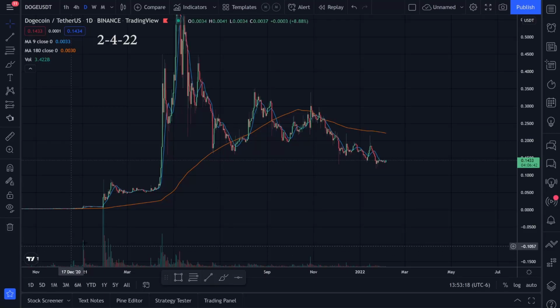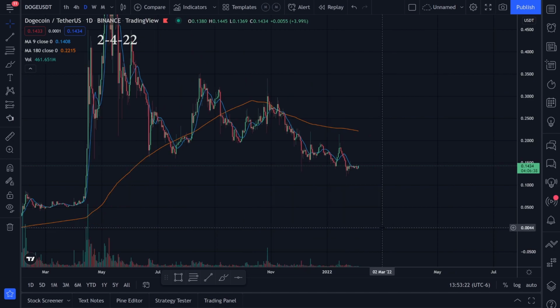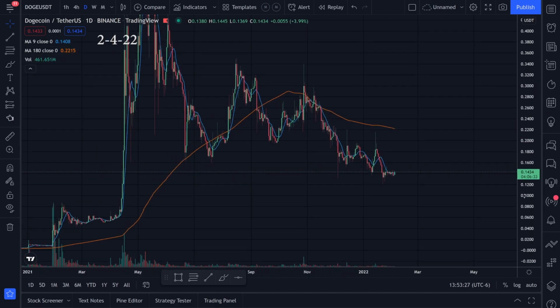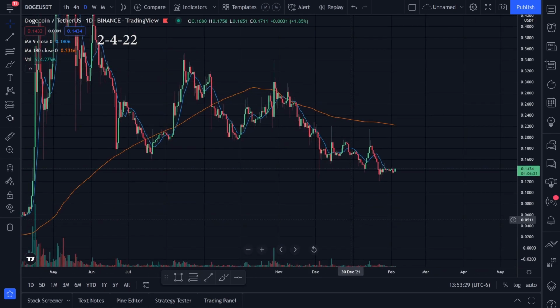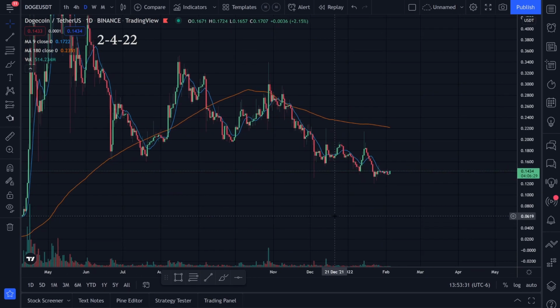Let's take a look at the chart action for Dogecoin. Alright, so in this video, we're going to take a look at the support and the resistance on Dogecoin, and we're going to draw some trend lines, and I'll show you the levels that I want to break, and we can take a look at the next possible targets.